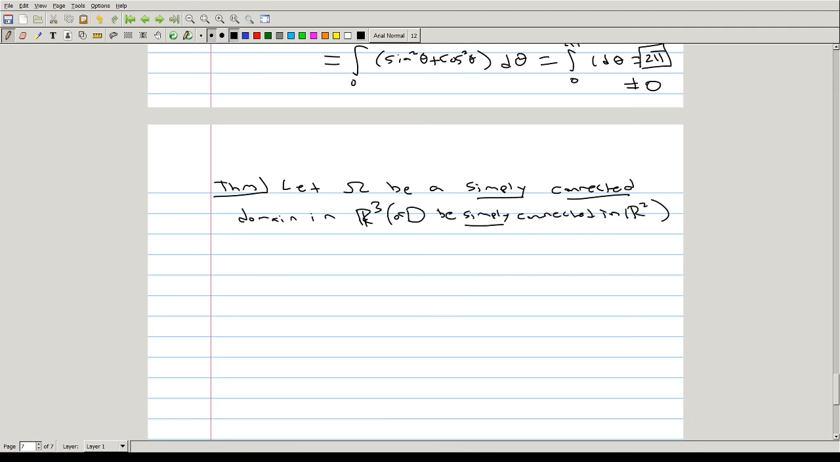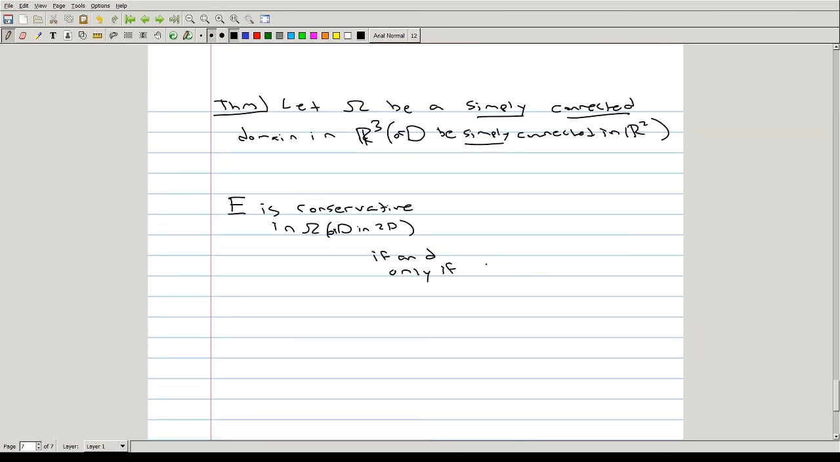And we have the statement that f is conservative in omega in 3D or D in 2D if and only if the curl of f is equal to 0 at every point in omega, or f is irrotational in omega.